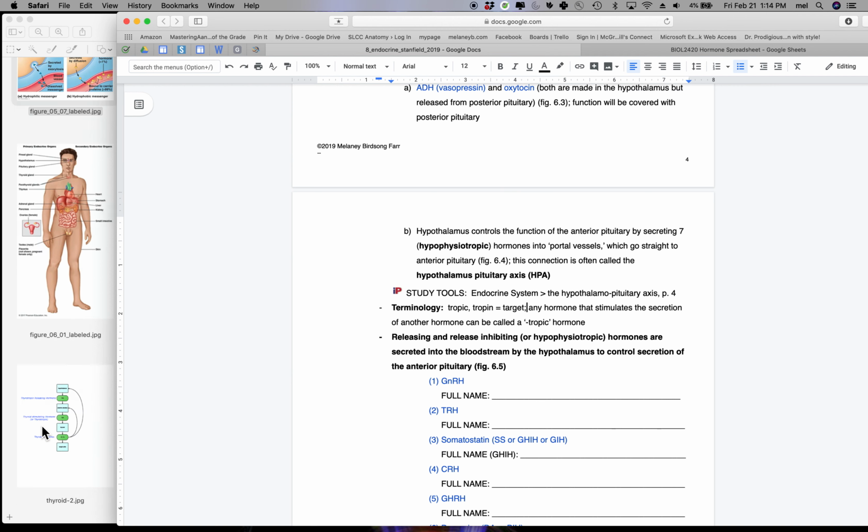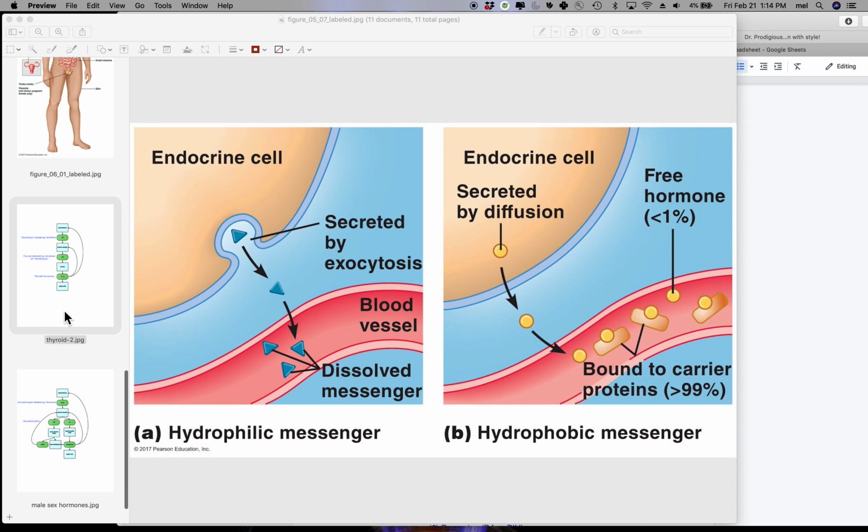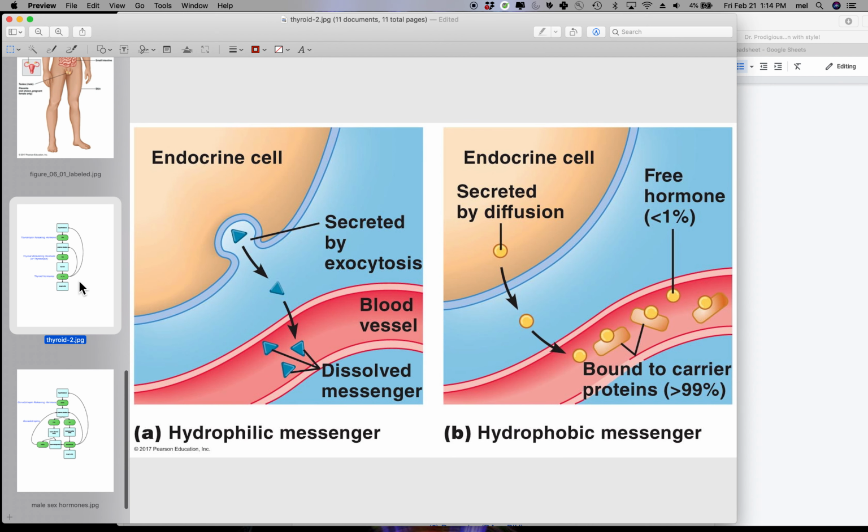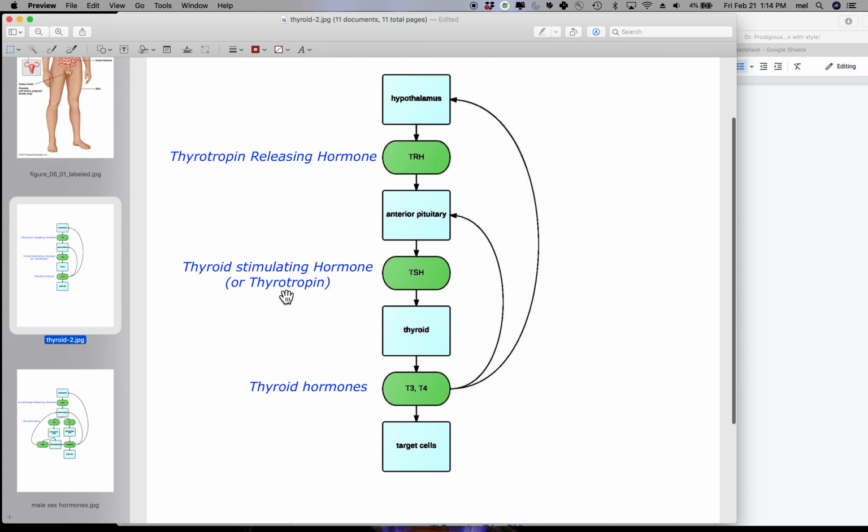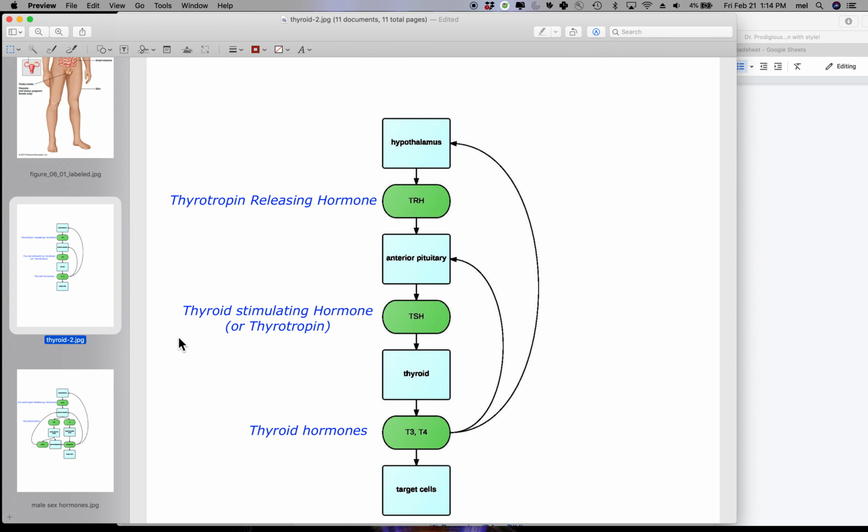So let me show you an example. Start with this one. Okay. All right. So do you see this one right here? So this feedback loop we'll learn really quickly. Not this time, we'll learn it, but I'm just going to show it to you. So the hypothalamus secretes a hormone that goes to the anterior pituitary, and then the anterior pituitary secretes a hormone that goes to the thyroid, right? And then the thyroid secretes these hormones that go all over the place.